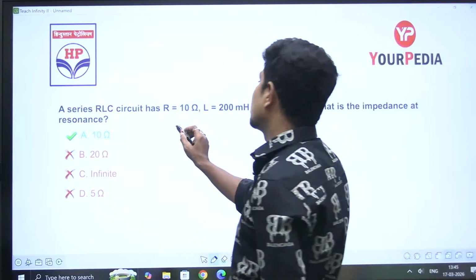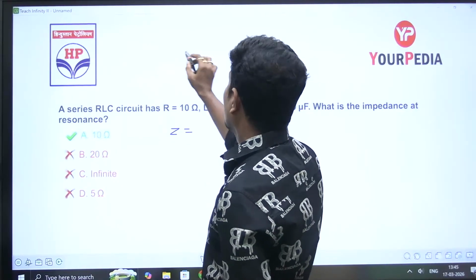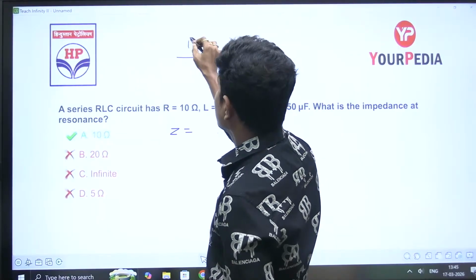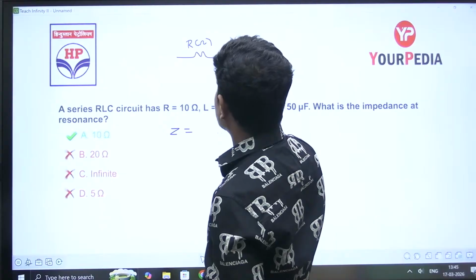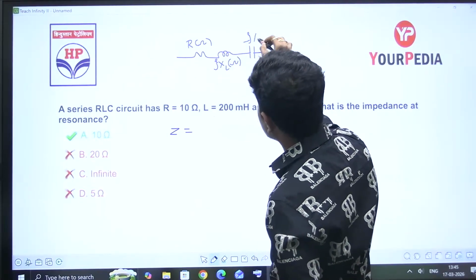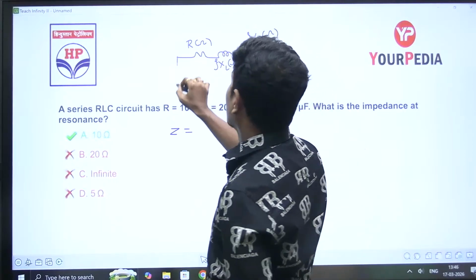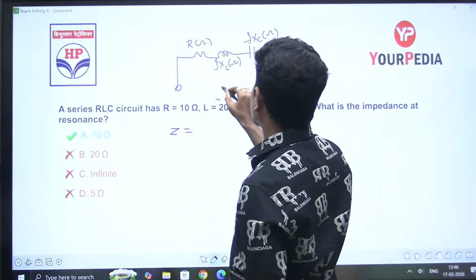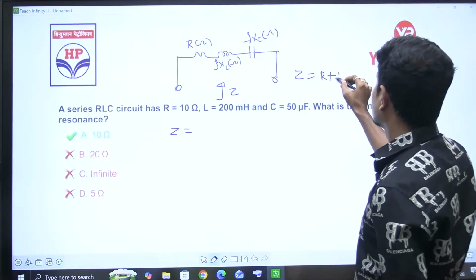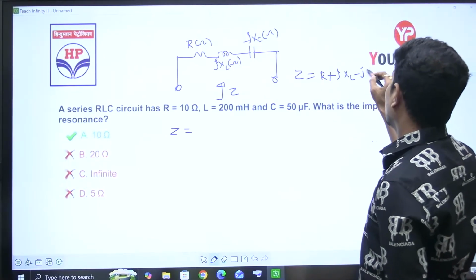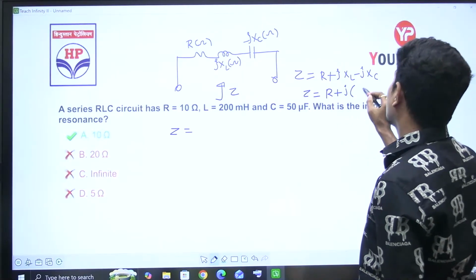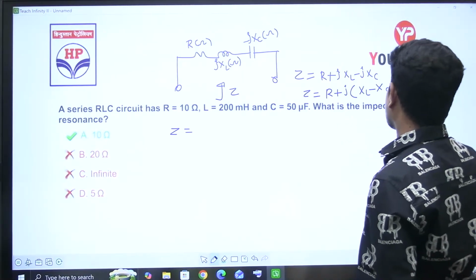At resonance, see, first of all, for series RLC, this is how series RLC looks. This is R in ohms. This will be plus jXL in ohms. This is minus jXC in ohms. Now, the total impedance Z is equal to R plus jXL minus jXC. Z is equal to R plus j times (XL minus XC).